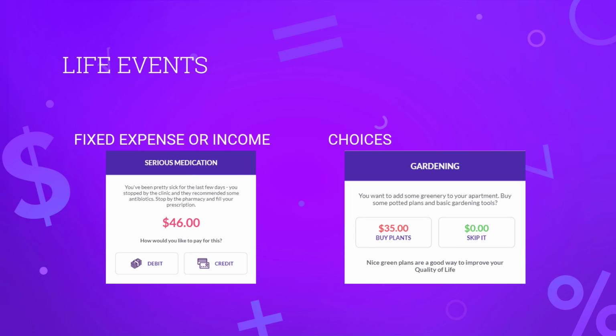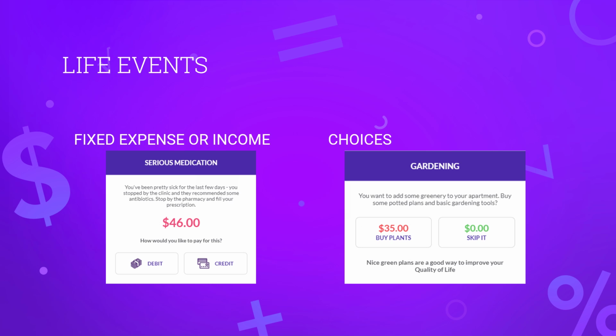Otherwise, at the end of each dice roll, so the students roll a die, at the end of each turn they get a life event. There's 2 major types of life events. There's fixed expenses or income, which is just something that happens. They don't get a choice in it. They can just choose if they're going to pay this with their debit card or credit card.